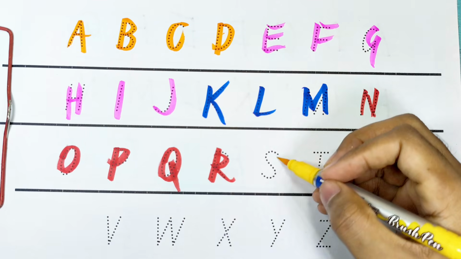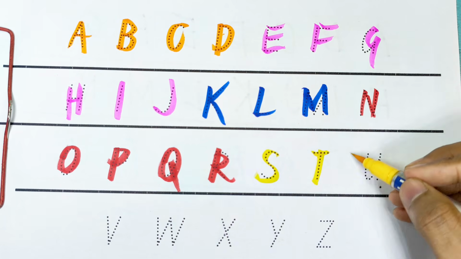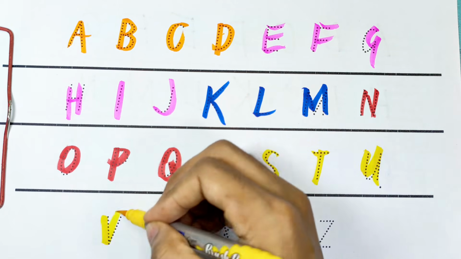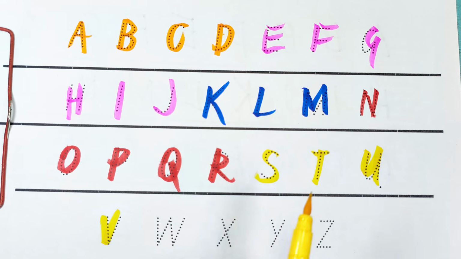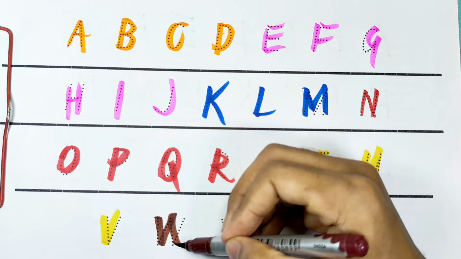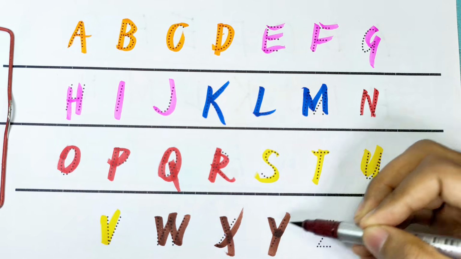Yes, now we're using the color of yellow. S, T, U, V. The next one is W. Brown color, W for wool. X, Y. And the last one is Z.